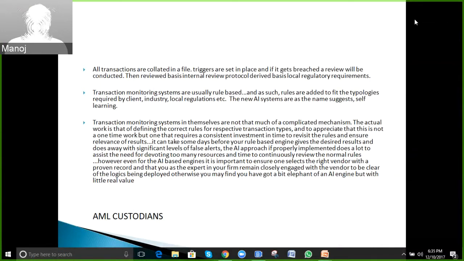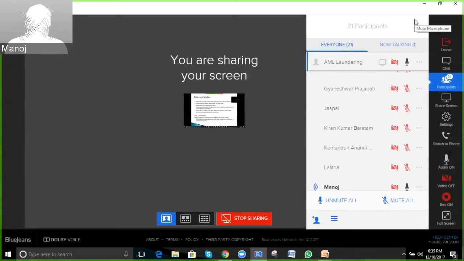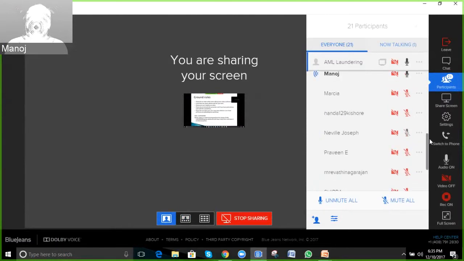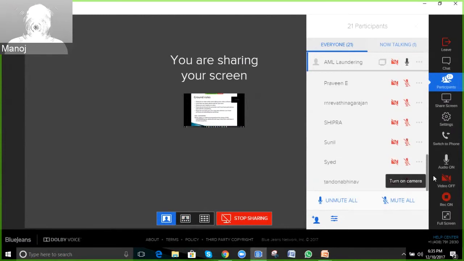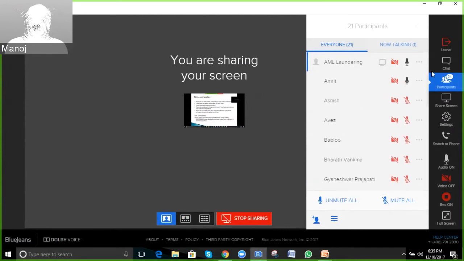If KYC is wrong, if KYC is not updated properly, the transaction monitoring may go in a wrong way. So KYC also plays an important role in transaction monitoring, where it's a base for the investigator to look into the customer details and take the exact decision whether it is a suspicious activity or not a suspicious activity. Okay.